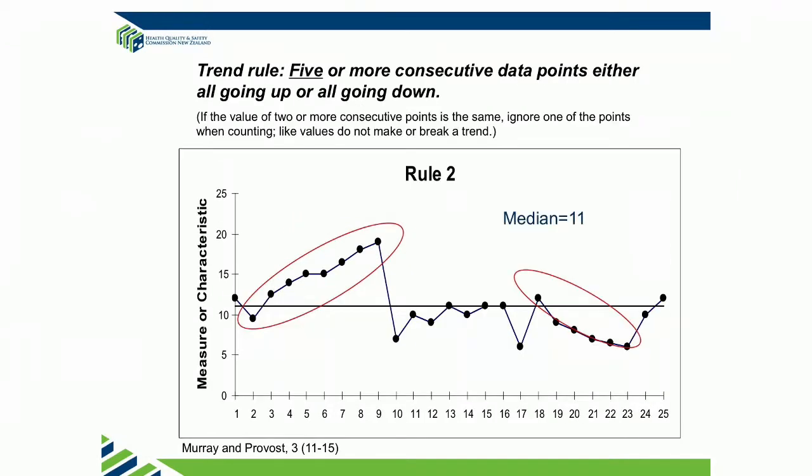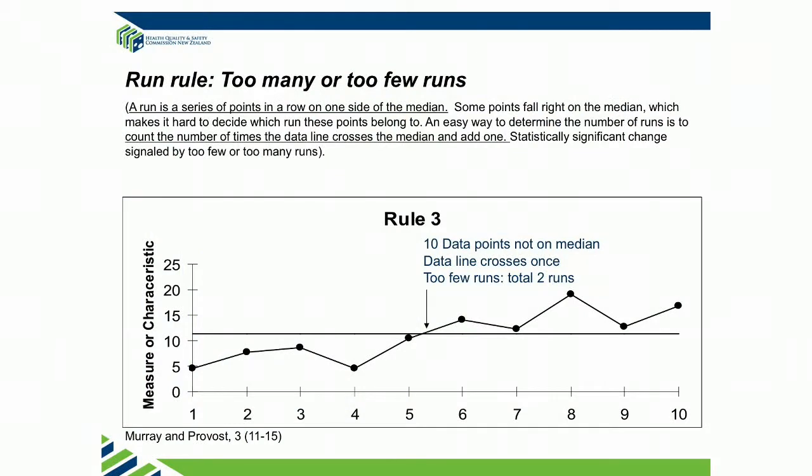Now, the second rule is what we call trend. This is what in statistical terms we call a trend: 5 or more consecutive points either all going up or going down. So we will be looking back into our data and looking for these special causes because this is all a reflection that there's something happening in the process. So that's a trend. And then we have the number of runs, which is one of the rules.